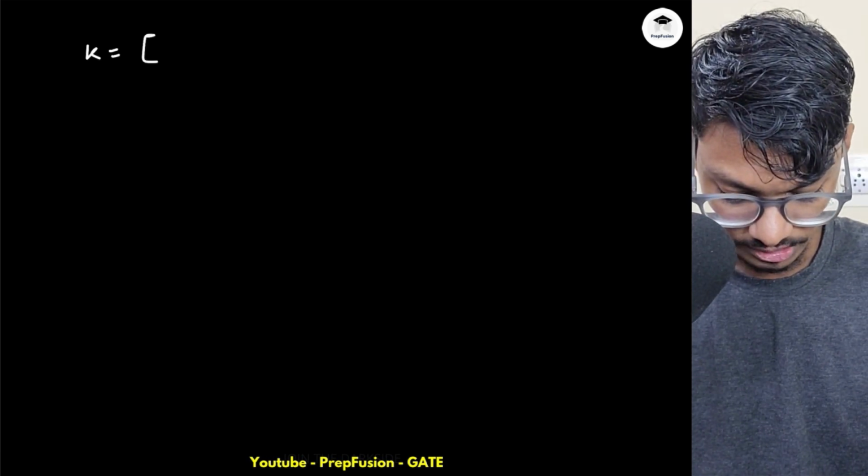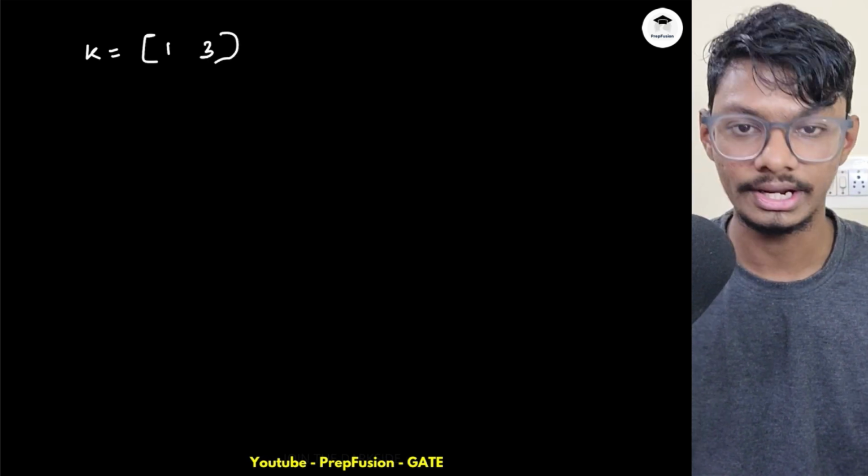So what will be my state feedback matrix K? My state feedback matrix will be simply 1 comma 3. K1 is 1 and K2 is 3.